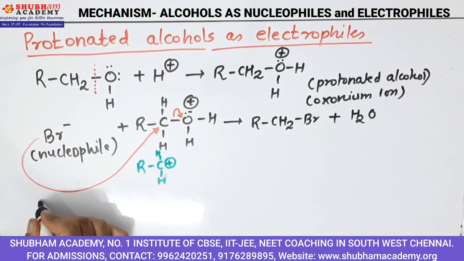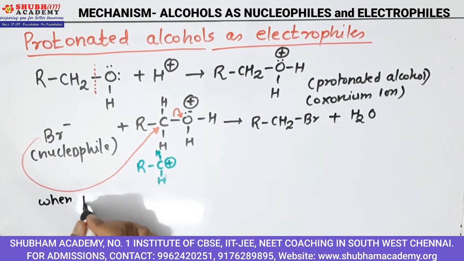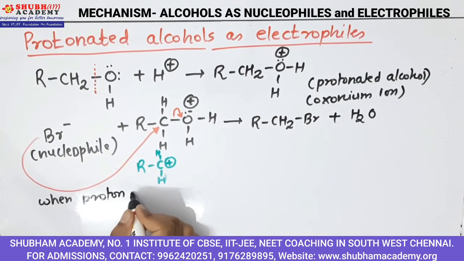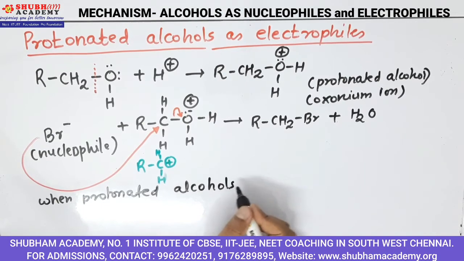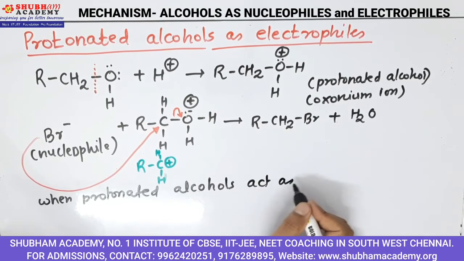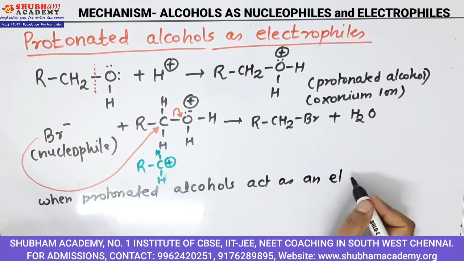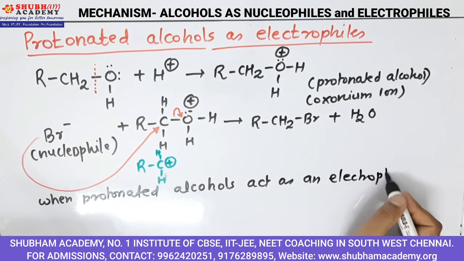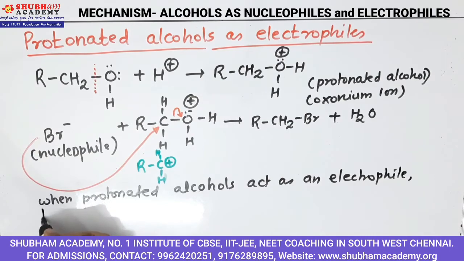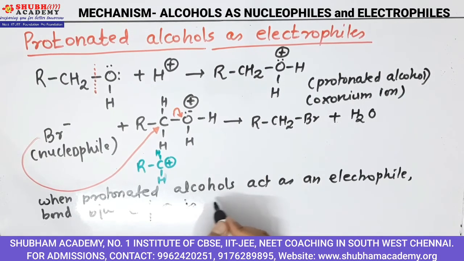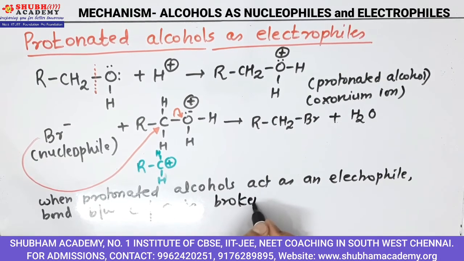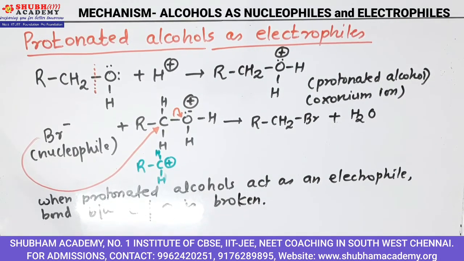So when protonated alcohols act as an electrophile, then the bond between C and O is broken, right. So I hope you have understood the mechanism of these two reactions.